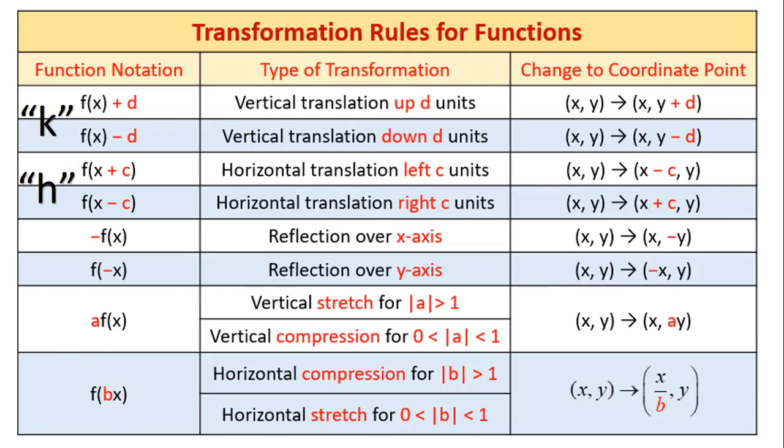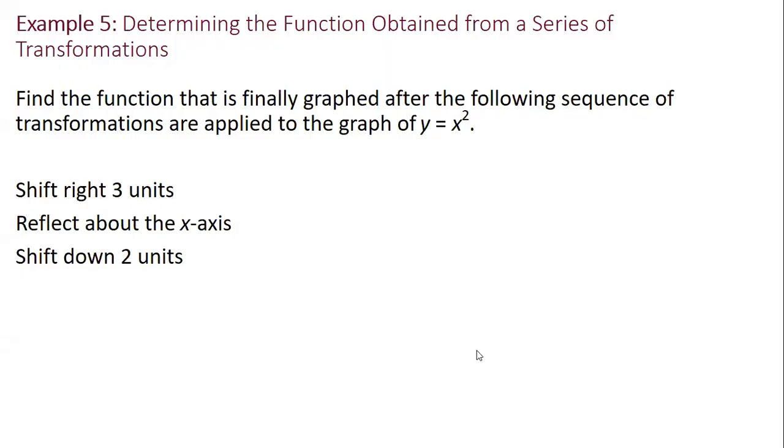Like in your do now, you had an example of multiple transformations happening. In our notes, we just looked at single transformations. Now in part 4, we're going to look at multiple transformations. It says here, find the function that is finally graphed after the following sequence of transformations are applied to the graph of y equals x squared.